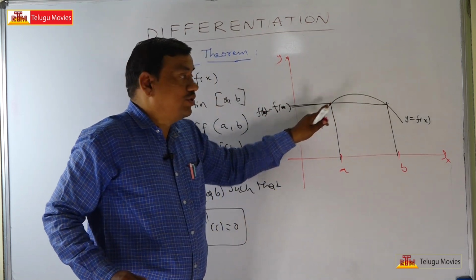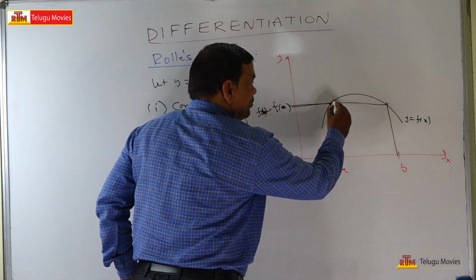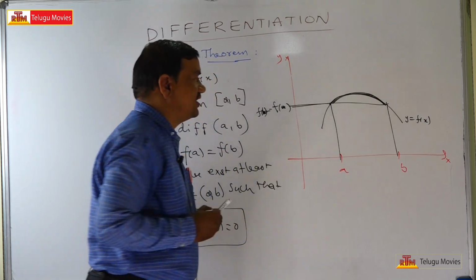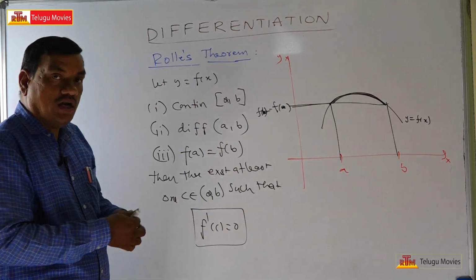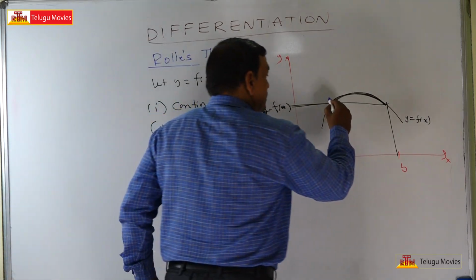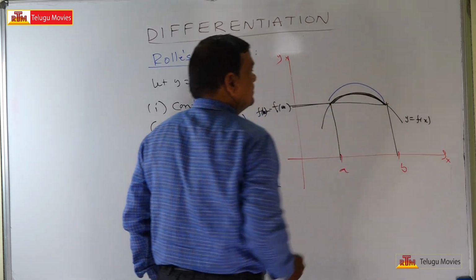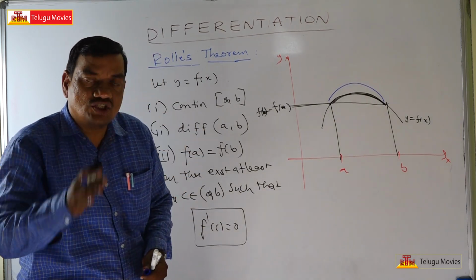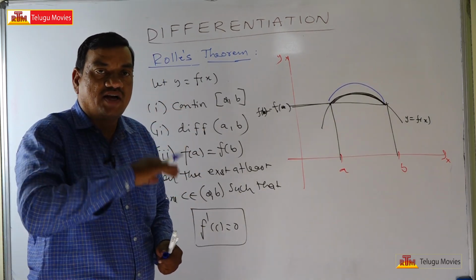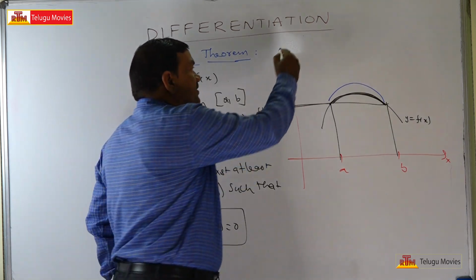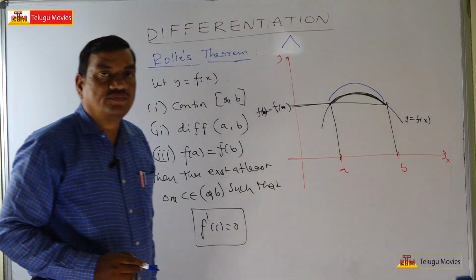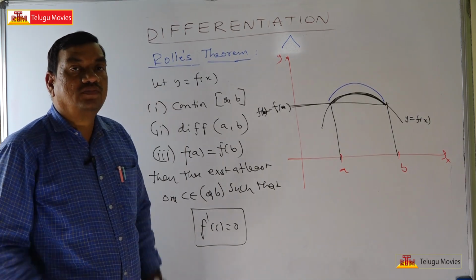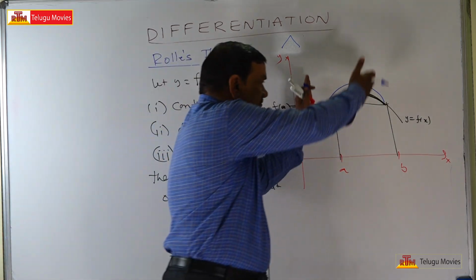F of a is equal to f of b. That means you have to consider this part only. In this part, the function is continuous and differentiable. Differentiable means it is very smooth. There won't be any cone type of structure. It is very smooth. That type of function is there between a and b.